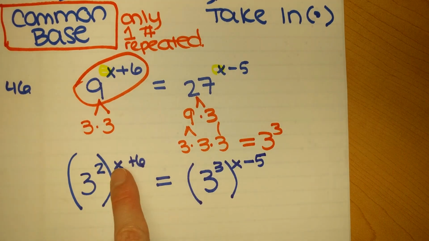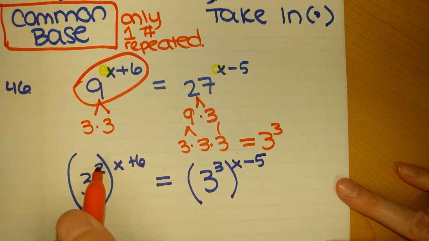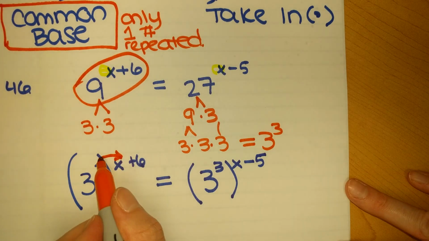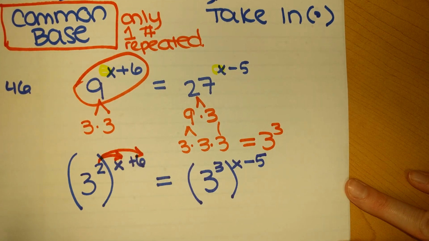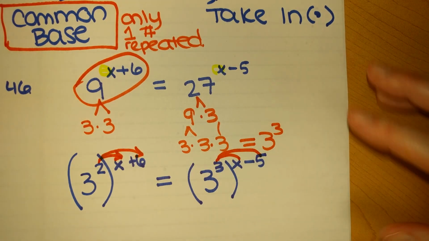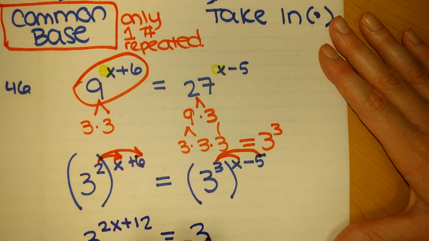It's not just 2x plus 6, because when we have an exponent to an exponent, we need to multiply those exponents together. But because there are 2 terms in the second exponent, this 2 is going to get multiplied with the x, but also with the 6. And the same thing goes, this 3 is going to get multiplied by both. So this will become 3 to the 2x plus 12 equals 3 to the 3x minus 15.